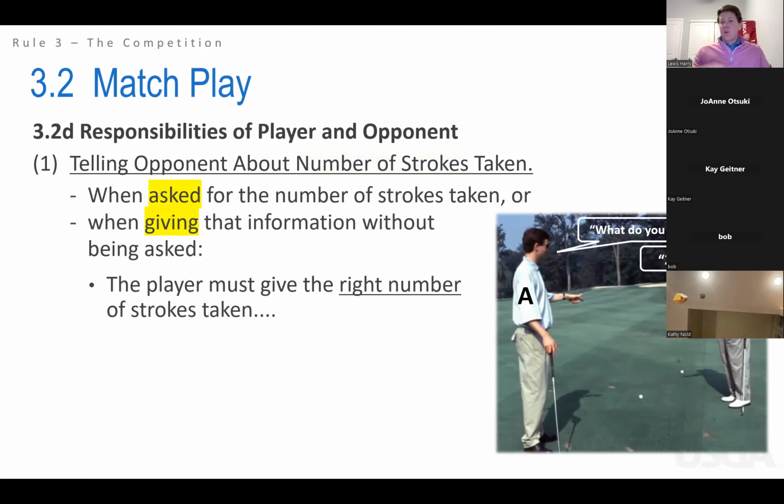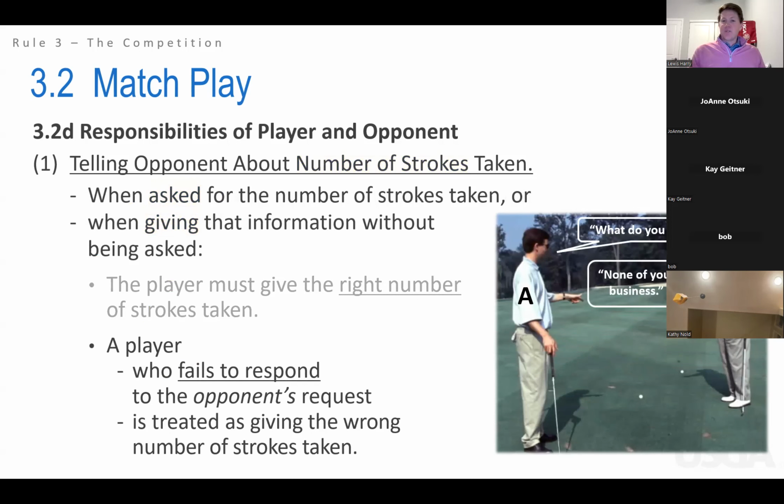When either your opponent or you ask your opponent about those number of strokes taken, or when you're giving that information without being asked, we got to give the right number of strokes. There's no benefit to lying here in match play. When we're asked for that information and we're going to give that information, we got to give the right number of strokes taken.